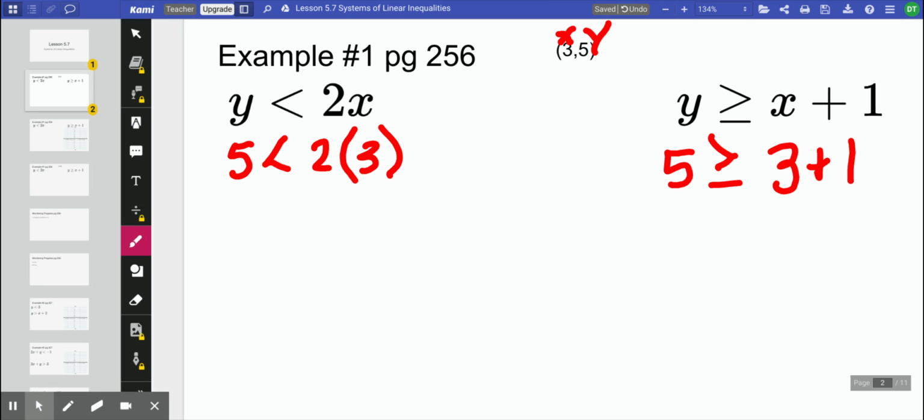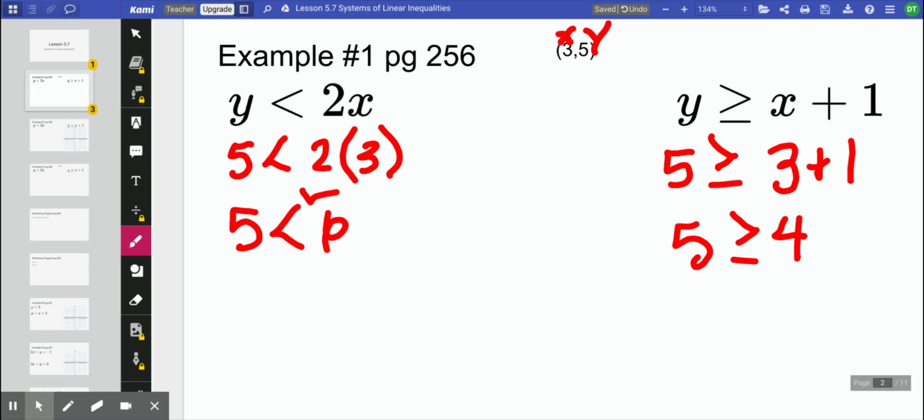So 2 times 3 is 6. So is 5 less than 6? Yes, it is. Is 5 greater than or equal to 3 plus 1, which is 4? 5 is greater than 4. So (3, 5) would be a solution to the system.